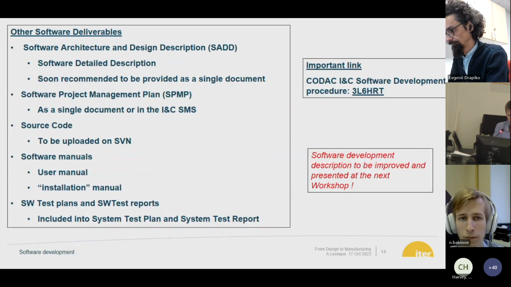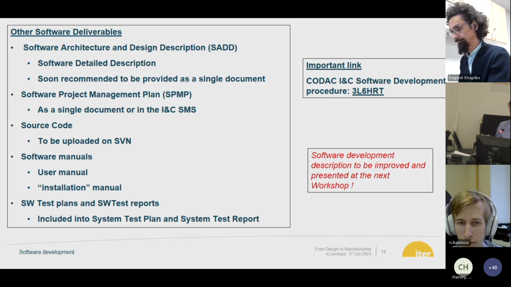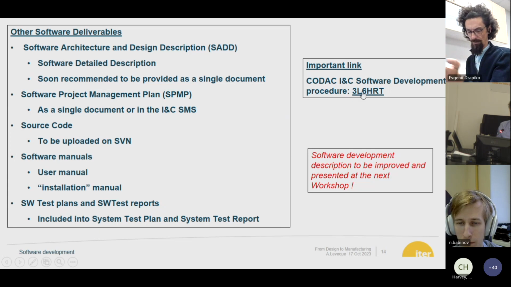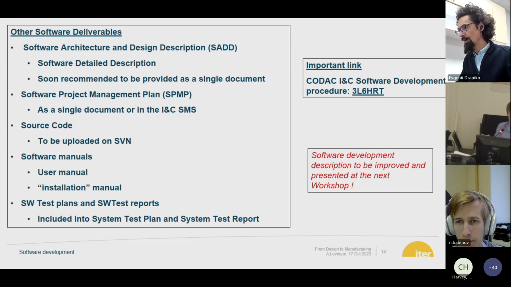What are the other software deliverables? We expect to have a software architecture and design description, SADD, where we have the full detail of the software description. It was not yet identified, but Sukhmit, I think, will present it in his presentation. It will be added in the guidelines. The software project management plan is a document that is requested in the Codac software development procedure. For us, it's fine to have it as a separate document or integrated in the INC SMS chapters.